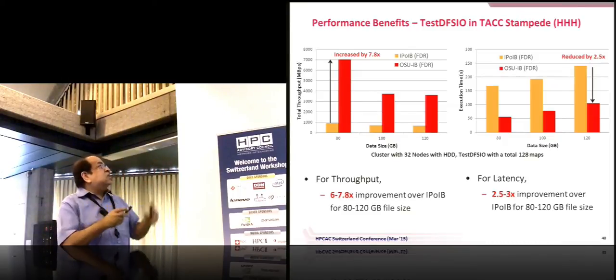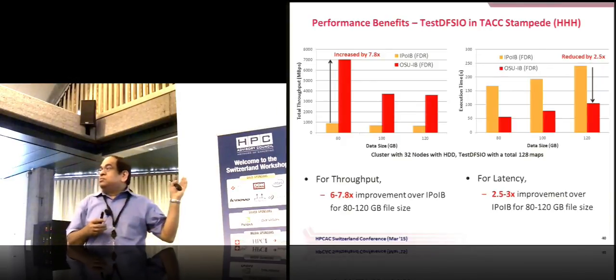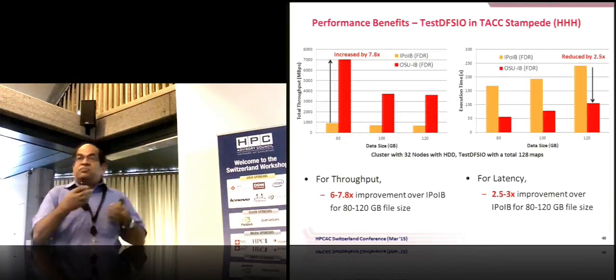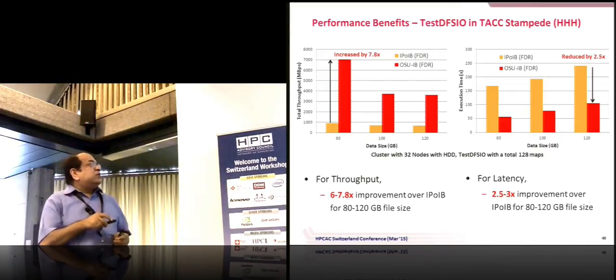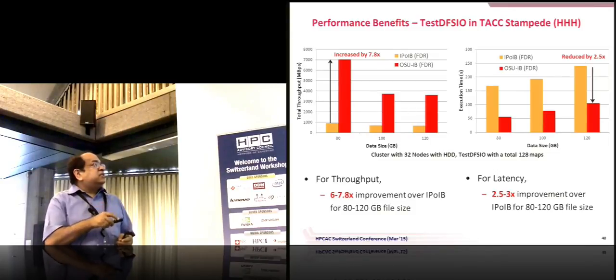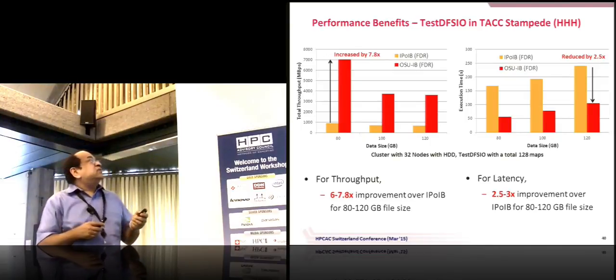If you take the complete release and run it on the default, which is the HHH mode, here we show TestDFSIO on Stampede. Here you will see 80 gigabytes, 100 gigabytes, or 120 gigabytes. For 80 gigabytes, you can improve the performance almost 6 to 8x. Not just percentage. You are getting the maximum benefit here over 32 nodes with 128 maps, and a similar kind of latency reduction, a factor of 2.5 to 3.